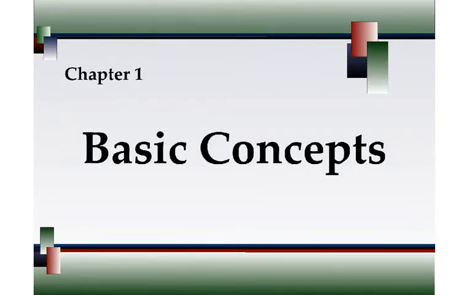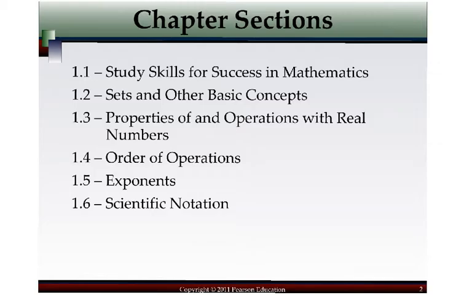The first thing we're going to be talking about in Chapter 1, well, all of Chapter 1, is about the basic concepts that you encounter in algebra. So here's the lineup. The first section is about just study skills, and we're actually going to skip that. And then what I have for you today is going to be on Section 1.2. We're going to be talking about sets and other basic concepts. Then Section 3 is going to be about properties of operations with real numbers. And then 4, order of operations, 5, exponents, and then 6, scientific notation.